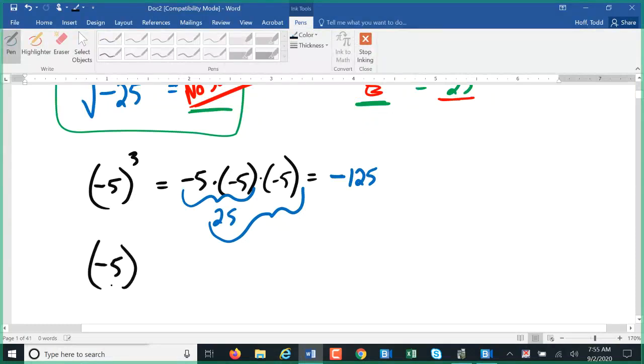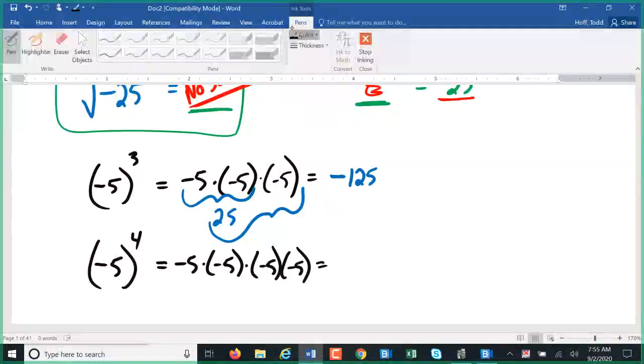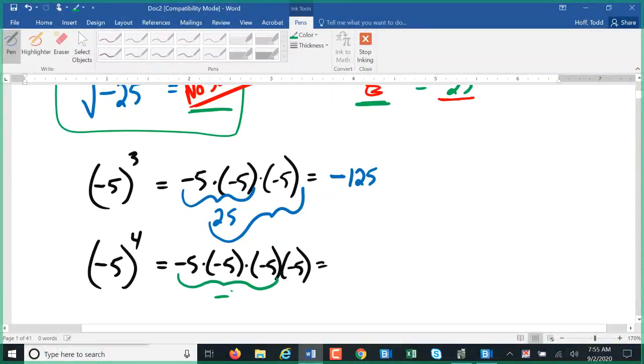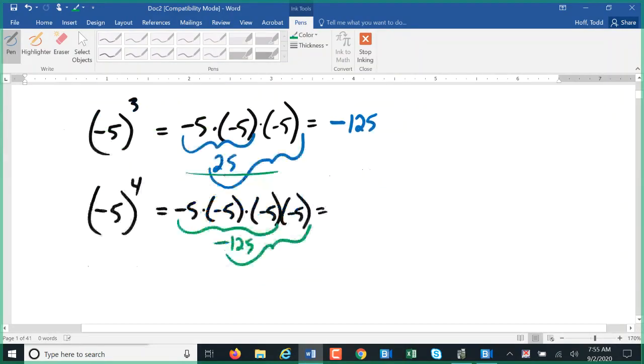I'm going to keep going here. I want to show a little bit of a pattern. Negative 5 to the power of 4 is 4 negative 5s multiplied together. Well, we know that these first 3 multiply to make negative 125. We just did that up here. Negative 125 times another negative 5. Well, negative times a negative is a positive. 125 times 5 is 625.